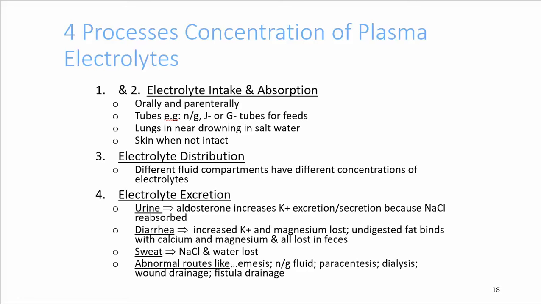And there are the abnormal routes: vomiting, emesis, dialysis, wound drainage, fistula drainage, things like that. Any place where you're losing fluids through abnormal routes, whether it's on purpose or by accident, you will lose electrolytes. Even hemorrhaging for that matter will do it.